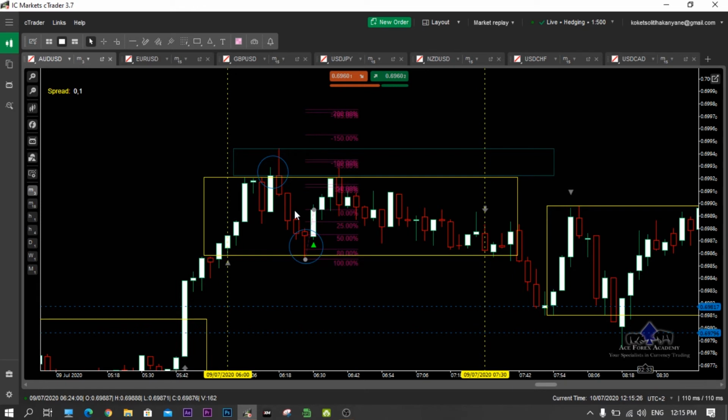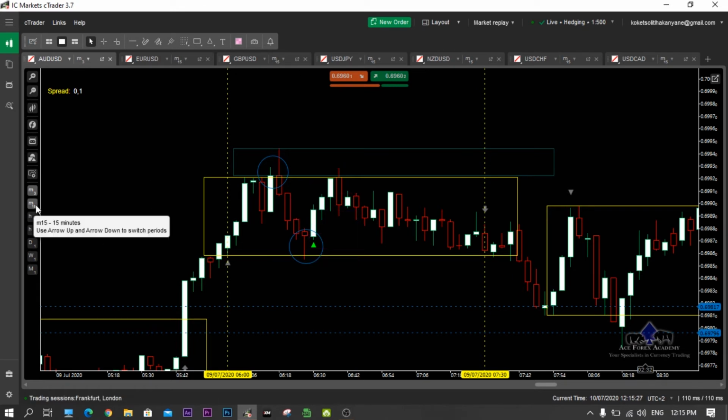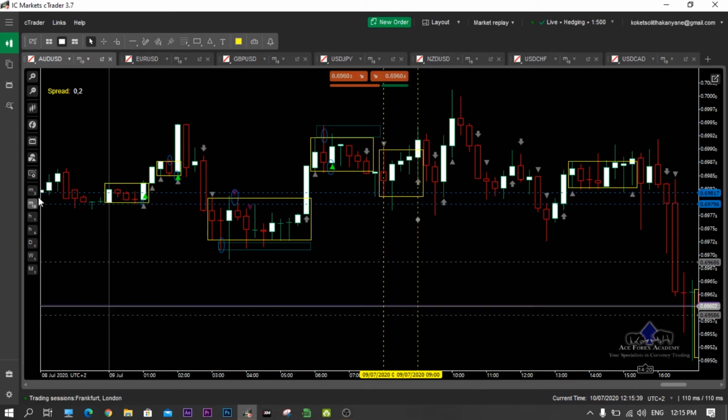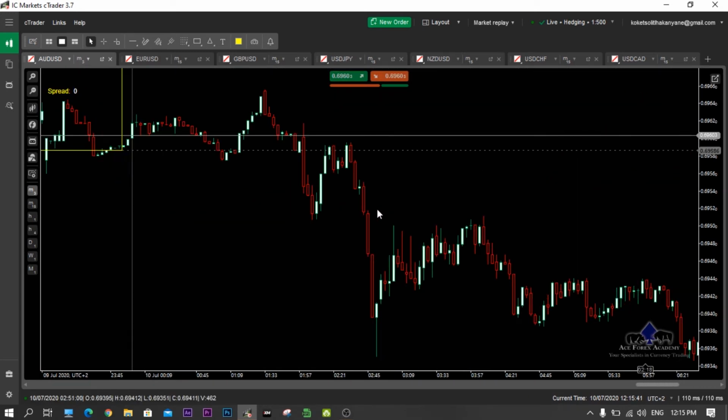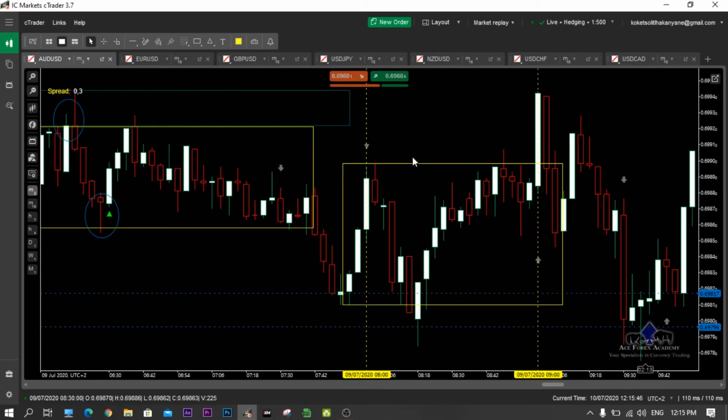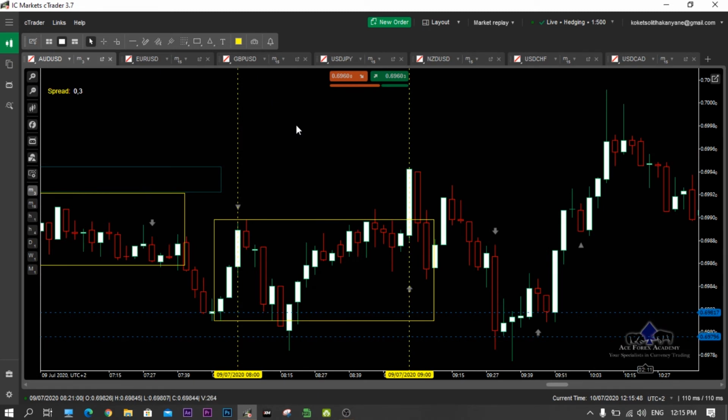Let's move on to our next one. Just the zone that we had over here. Okay. Move on down to our lower time frame. Right, this was a very interesting trade over here.